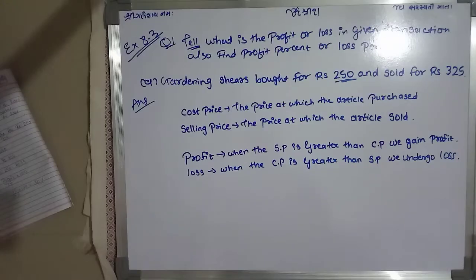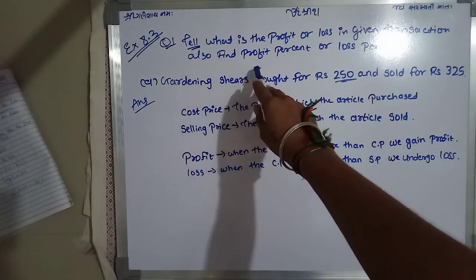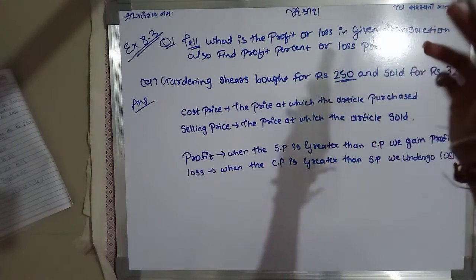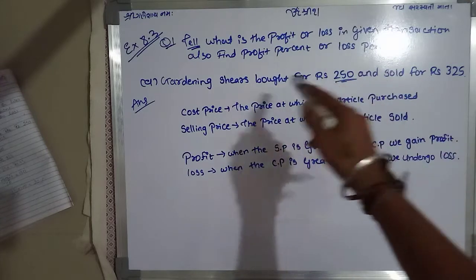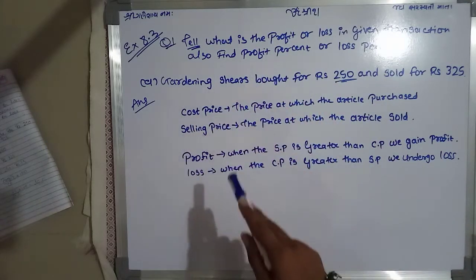Today we will study exercise 8.3 of chapter number 8, Comparing Quantities, of standard 7. So let's see question number 1. Tell what is the profit or loss in the given transaction. Also find profit percent or loss percent. So in this exercise we have to find profit or loss and also find the profit percent or loss percentage of the given transaction. So first we will understand what is cost price and what is selling price.